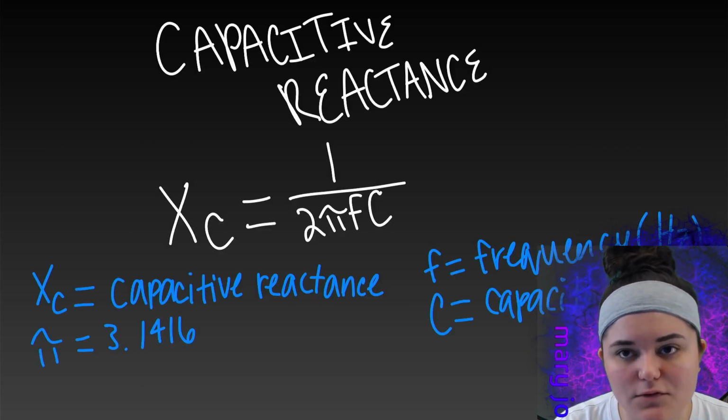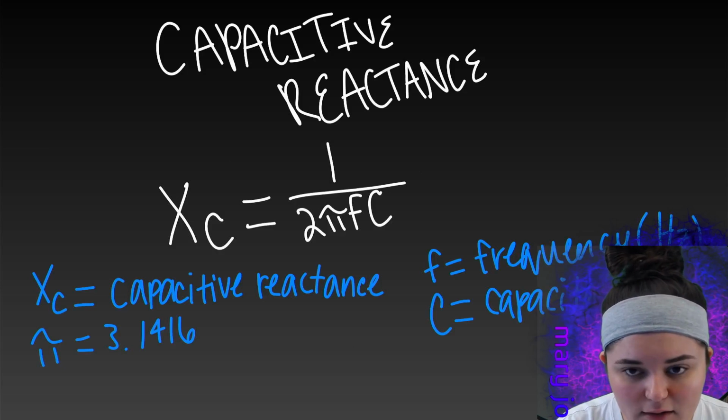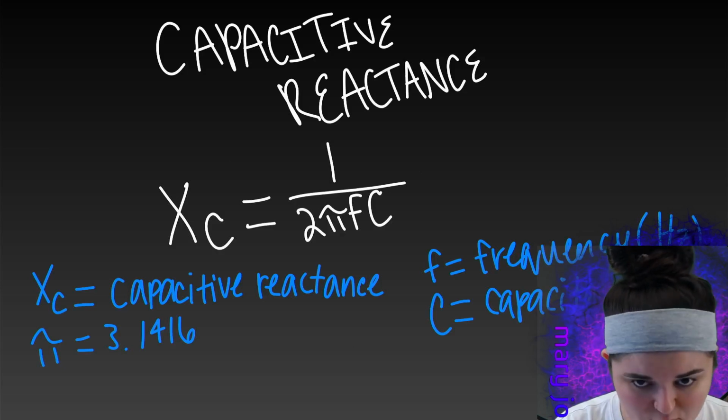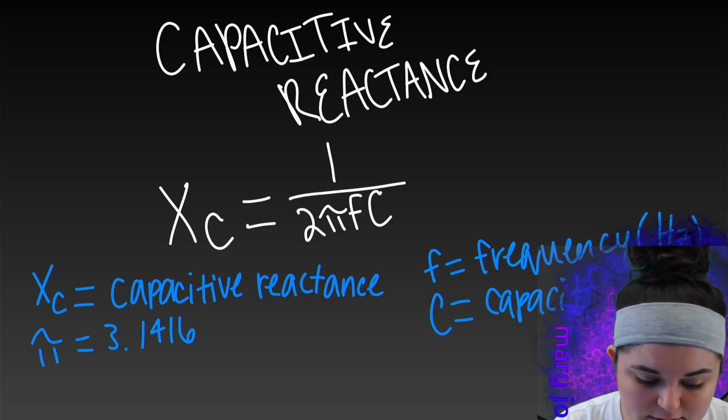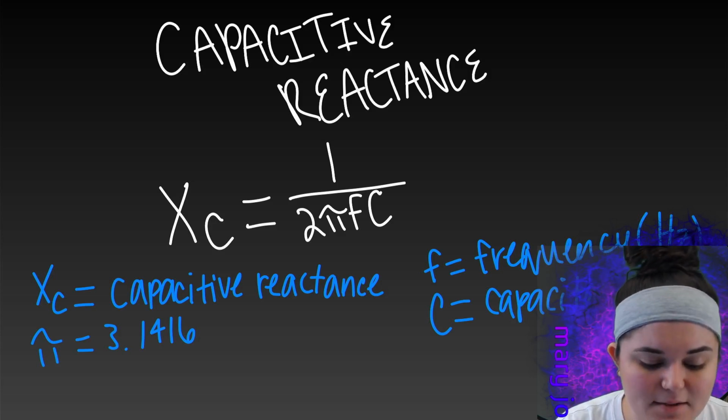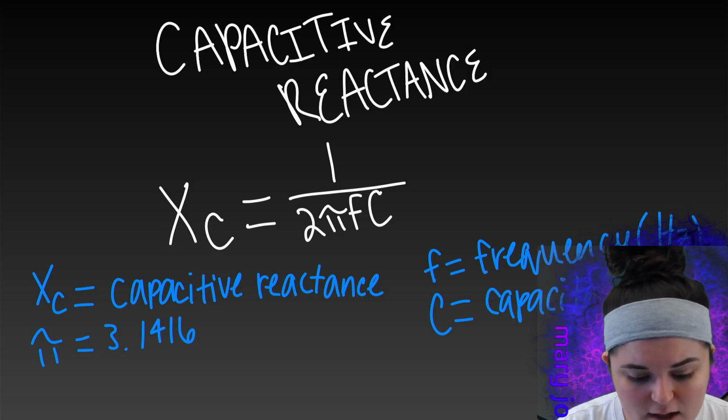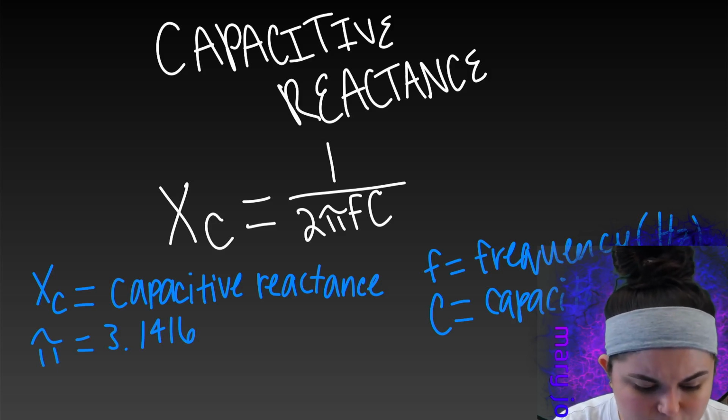So here is the formula for capacitive reactance. The XC stands for capacitive reactance. Pi is just 3.14. F is frequency measured in hertz. And C is capacitance measured in farads.